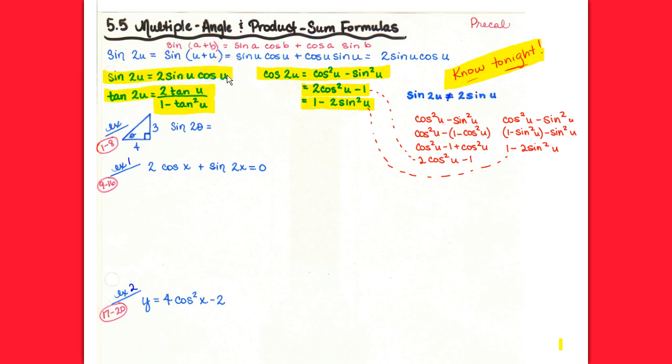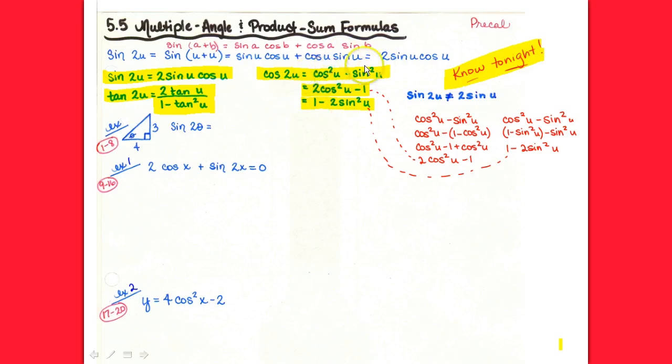Remember our cosine addition formula is cosine cosine minus sine sine. So cosine cosine, that'd be cosine squared, minus sine sine, that'd be sine squared. We could do the same thing with our tangent formula down here and do tangent u plus u, and it would create this formula. Now, you notice that we have 3 different formulas for cosine 2u.